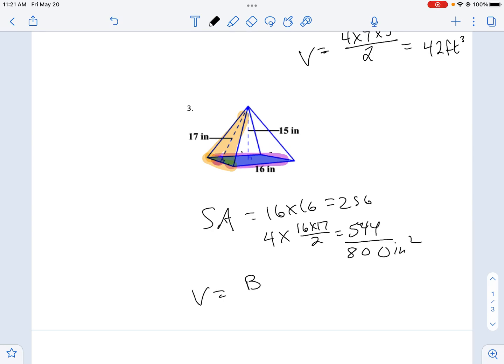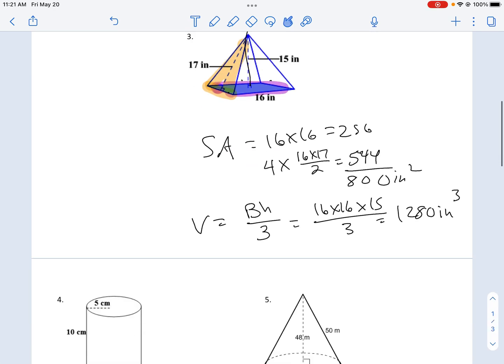Volume is going to be base, big base, times height. And since it's a pyramid, divided by 3. So your base is 16 times 16. Your height for the whole shape is 15. We're going to divide that by 3. Inches, and we multiply 3 things. So inches cubed.